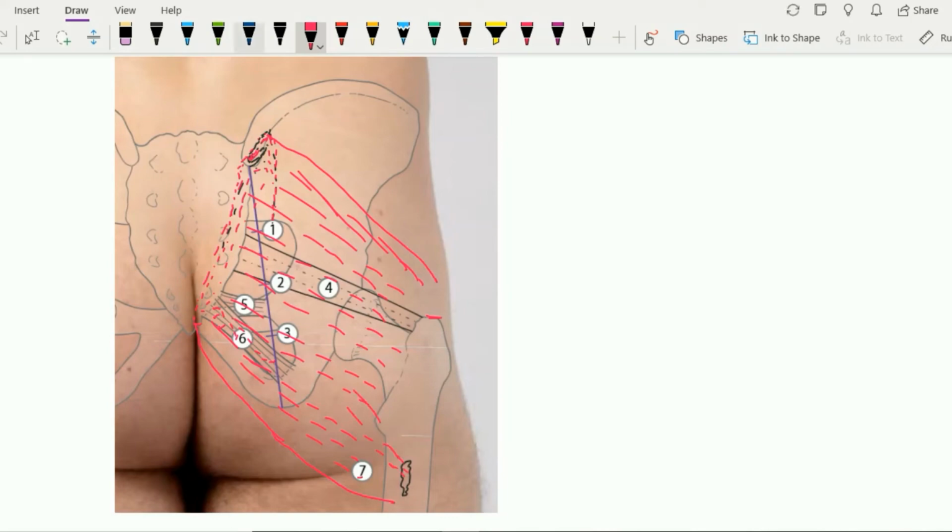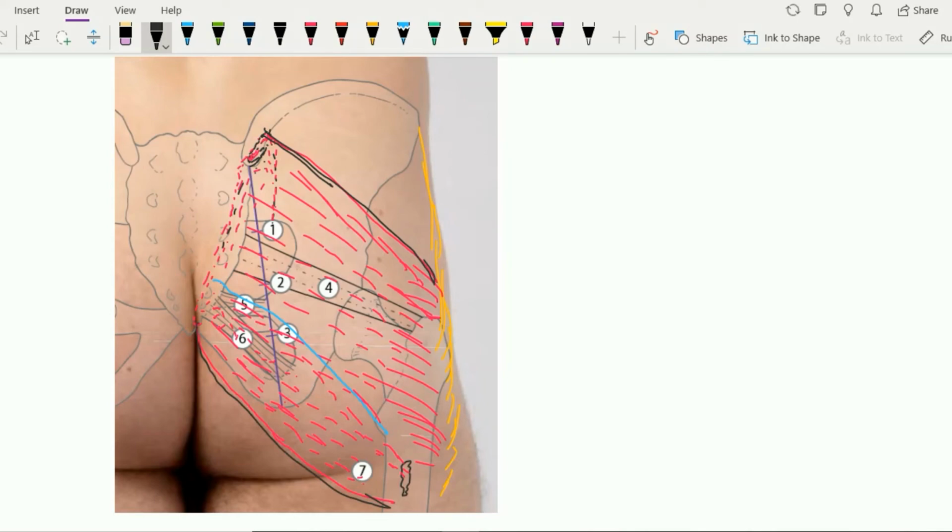So the lower deep part, let me outline that lower deep part with a different color. This lower deep part of the gluteus maximus muscle inserts over the gluteal tuberosity, while the 3/4 part, including the upper deep and the upper and lower superficial parts, inserts over the iliotibial tract. So this is the outline of the gluteus maximus muscle.